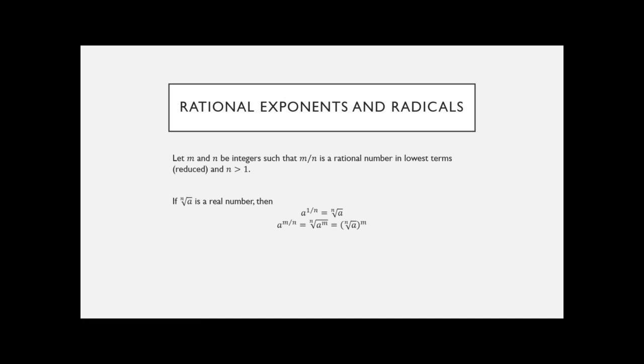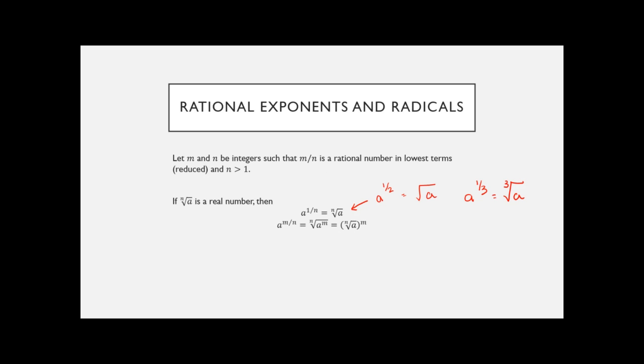Like I said, rational exponents connect to radicals. Basically, if you have something to the 1/2 power, that's the same thing as a square root. That's this rule right here. If you see something to the 1/2, that is equal to the square root. And if you have something to the 1/3 power, that is equal to a cube root. That's the definition of a square root and cube root.